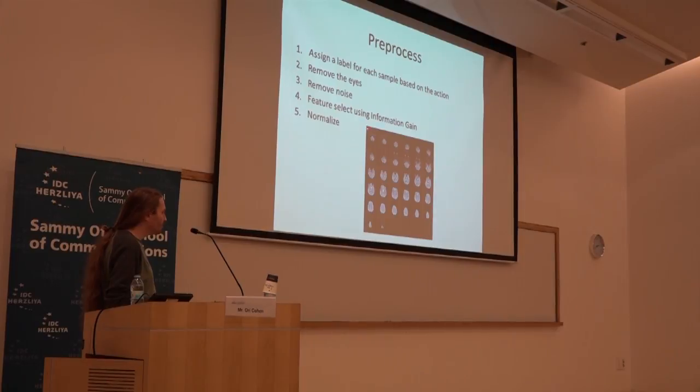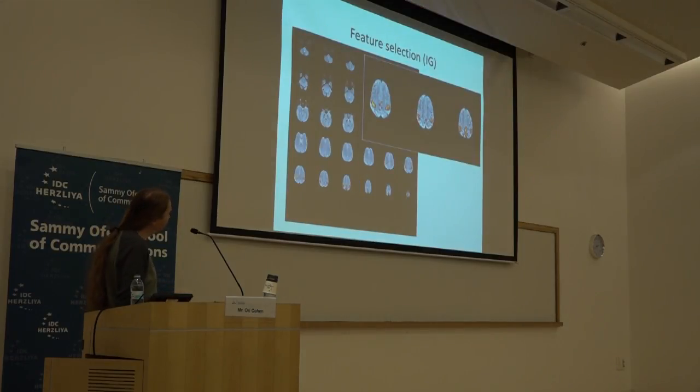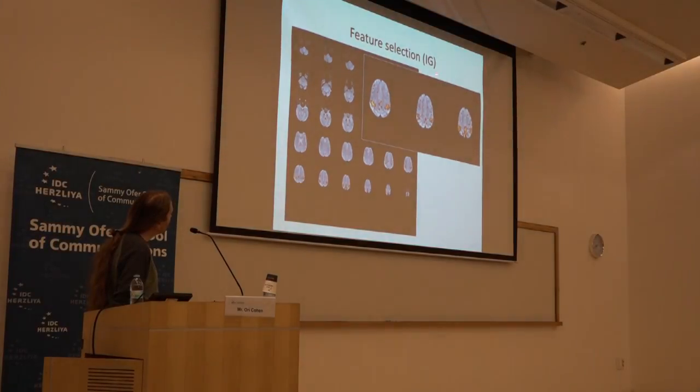The next step, in order to converge on the relevant areas, is to use a feature selection algorithm called information gain, which helps us select only the voxels inside the brain that are relevant for the problem itself. Following that, we normalize the data and fit it into a training algorithm.